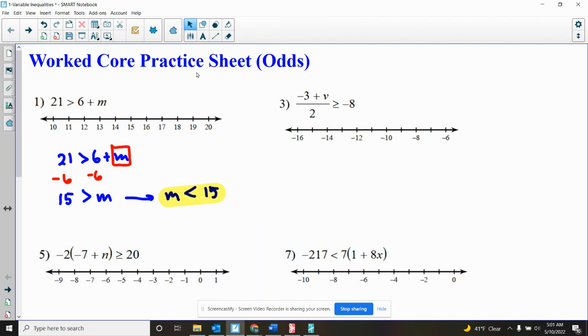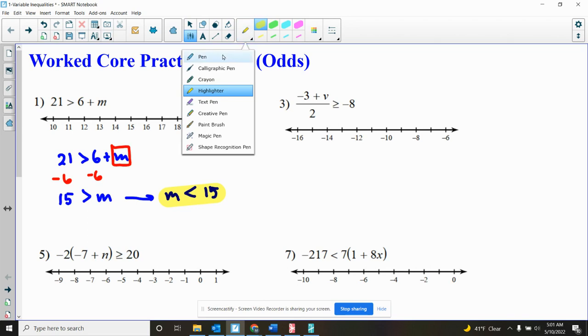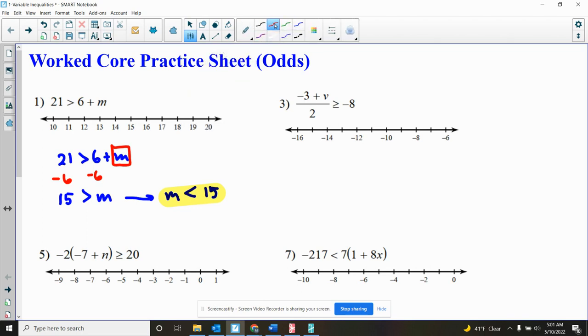All right, let's graph it. One good reason to move your variable to the left is it just makes the graphing easier. So at 15, I want an open circle, and it's a less than, so I want my arrow to go to the left. So all numbers less than 15 make that inequality true.